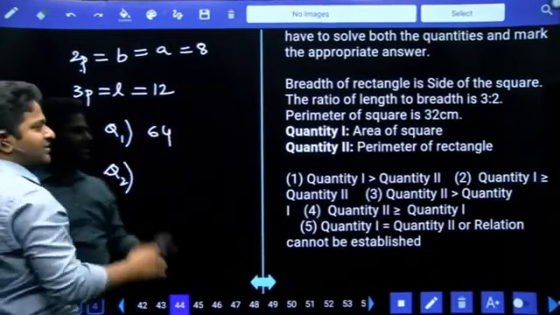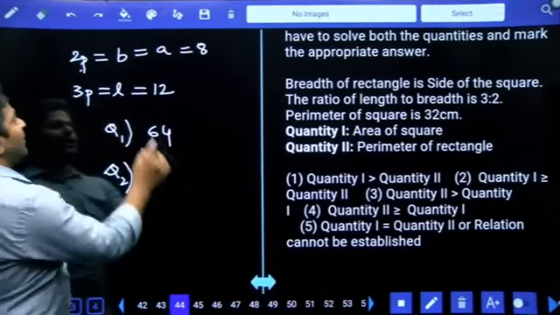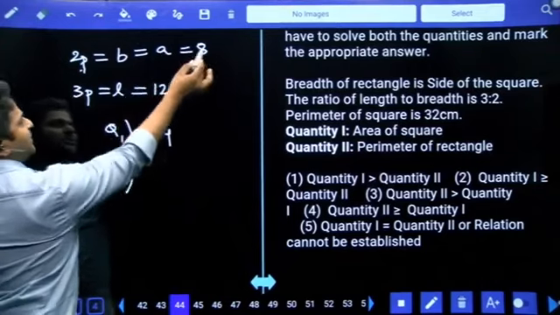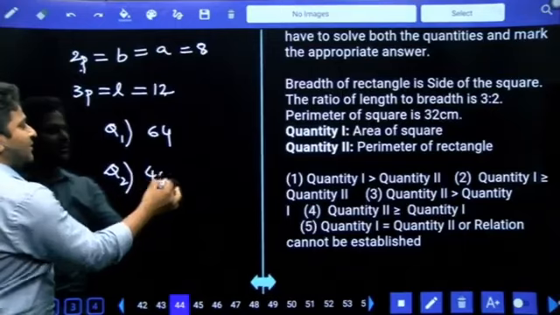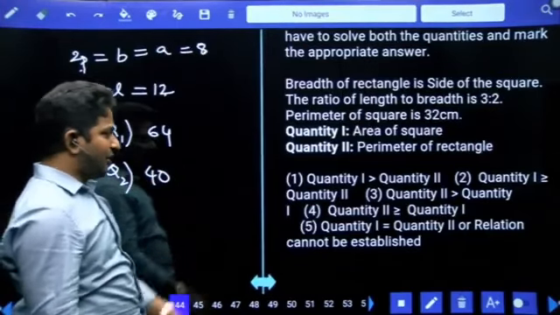And then in Q2 you are asked to calculate perimeter of the rectangle. 2 times of L plus B. L plus B is equal to 12 plus 8, 20. 2 times that is equal to 40. Q1 is more than Q2.